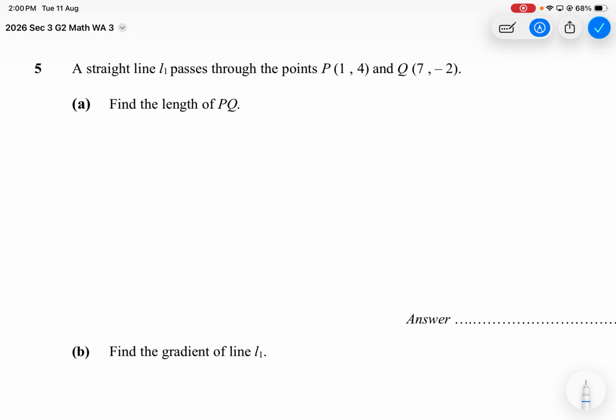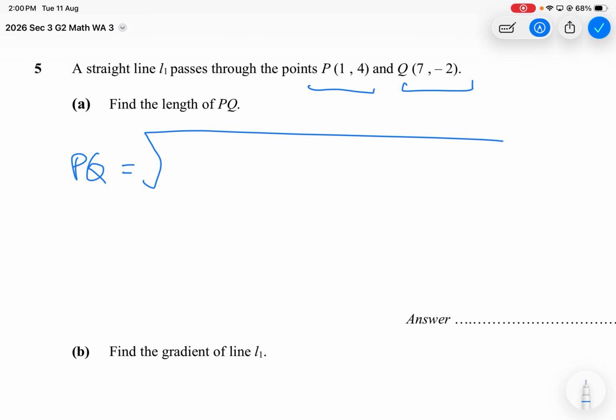The line passes through the points P and Q. This one is very straightforward. Find the distance between these 2 points. So you must know your length. It is Pythagoras: distance in x squared plus distance in y squared.